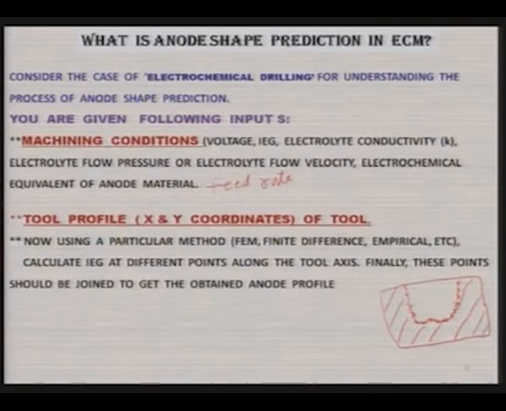So, really speaking, suppose this is the tool, and the hole is there like this. What you are supposed to do is calculate inter-electrode gap at different appropriate intervals in different zones, and once you are able to calculate these inter-electrode gaps, by 1, by 2, by 3, etc., then you should join them, whether this variation is linear or non-linear, depending upon that you can join these points to get the desired anode profile.